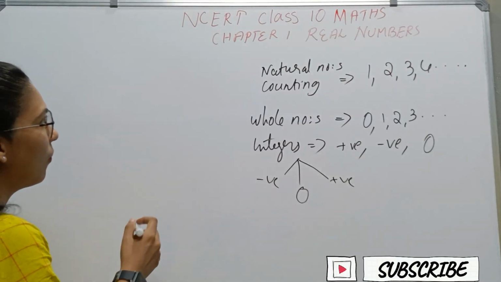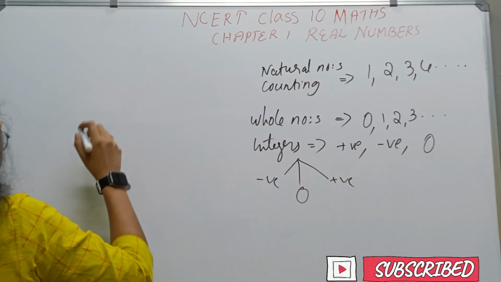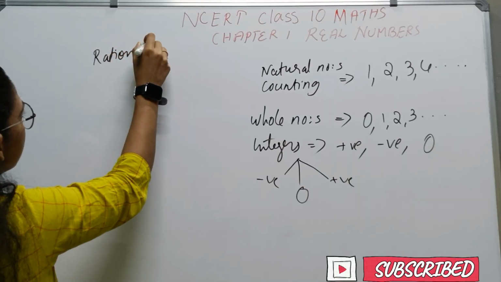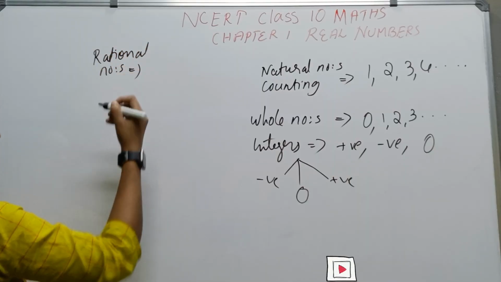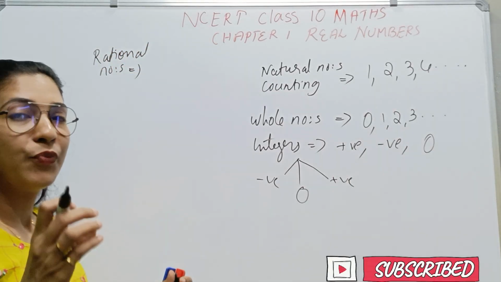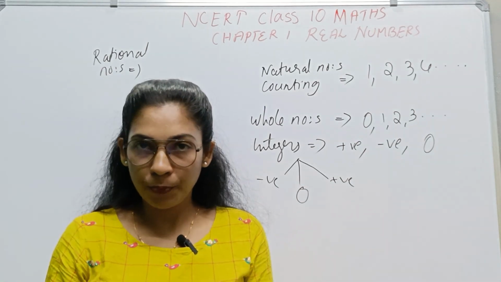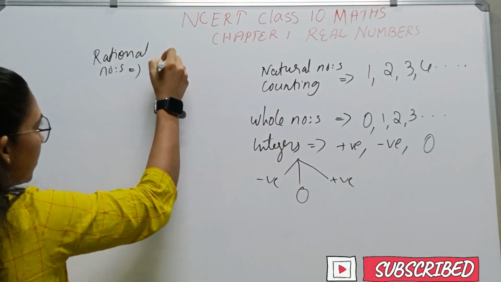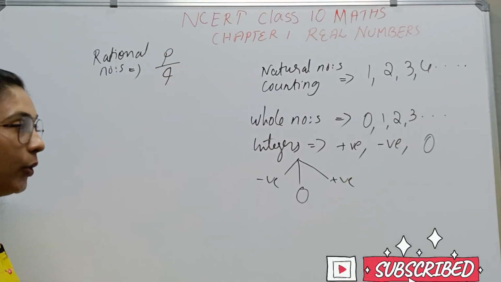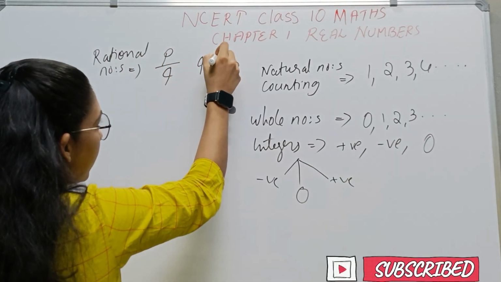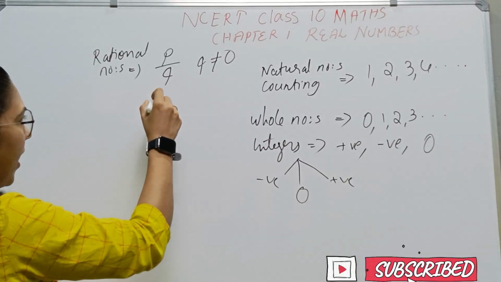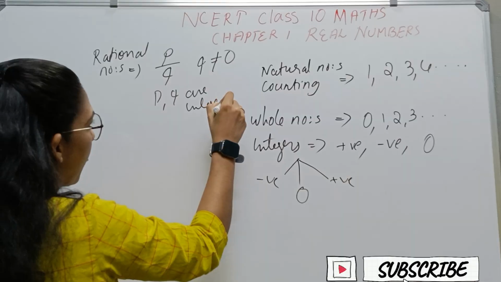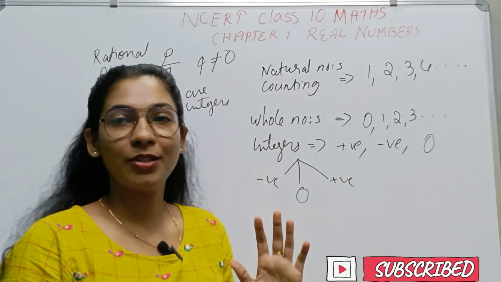Then finally, what is rational numbers? Rational numbers. What is it? Any number which can be represented in the form of p by q, then it is said to be a rational number. Okay, any number which can be represented in the form of p by q, where q not equal to 0, and p, q are integers. Okay. These are the classifications of numbers.